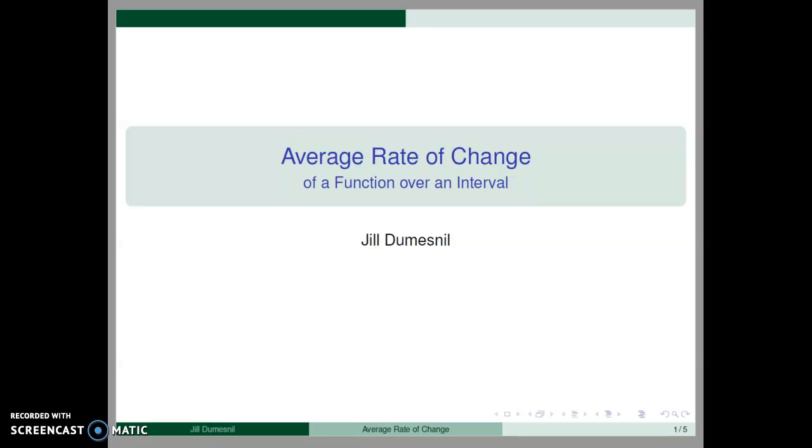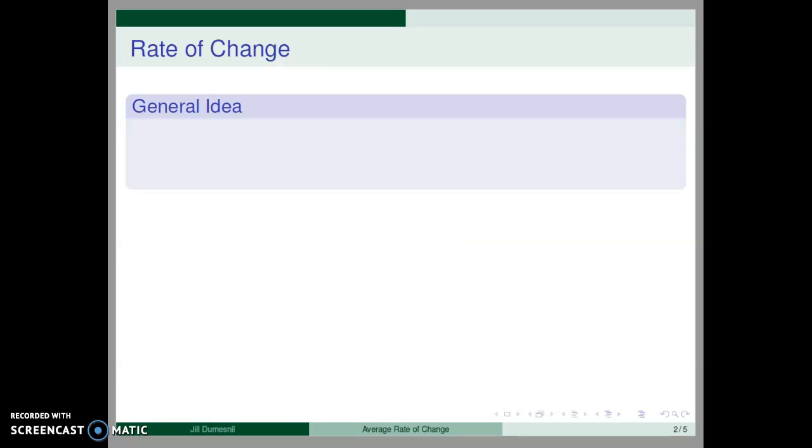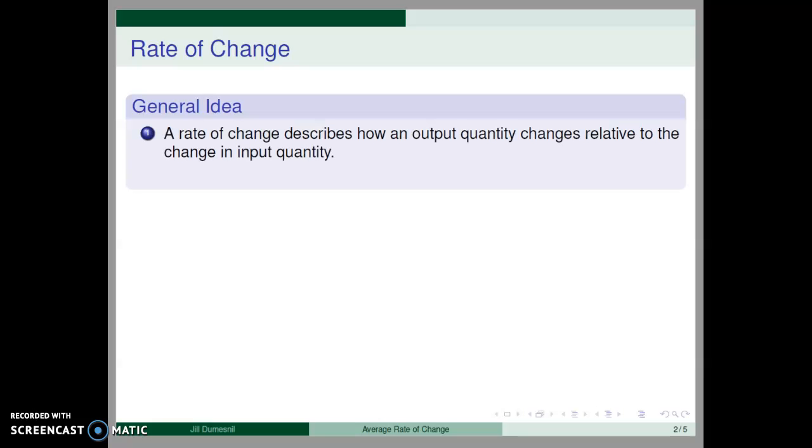The average rate of change of a function over an interval is one way to measure how fast a function is increasing or decreasing. It is a commonly computed value and has important implications in calculus. Let's start with the general notion of rate of change. In general, a rate of change describes or measures how an output quantity changes relative to the change in an input quantity. The units on a rate of change are output units per input units.